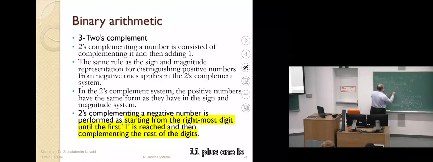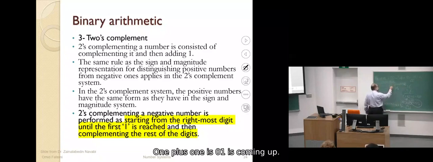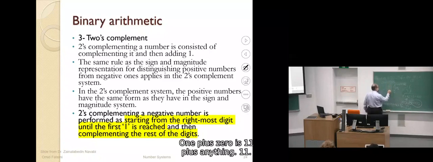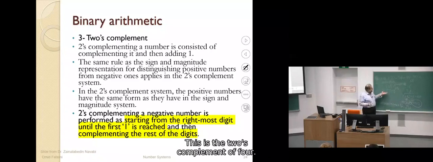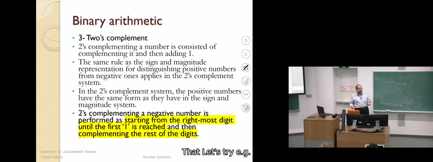One plus 1 is 0, and 1 is coming up. 1 plus 1 is 0, 1 is coming up. 1 plus 0 is 1. 1 plus anything, 1, 1. So this is minus 4. This is minus 4 in 2's complement system. This is the 2's complement of 4. If you 2's complement this, then you get 4 again.